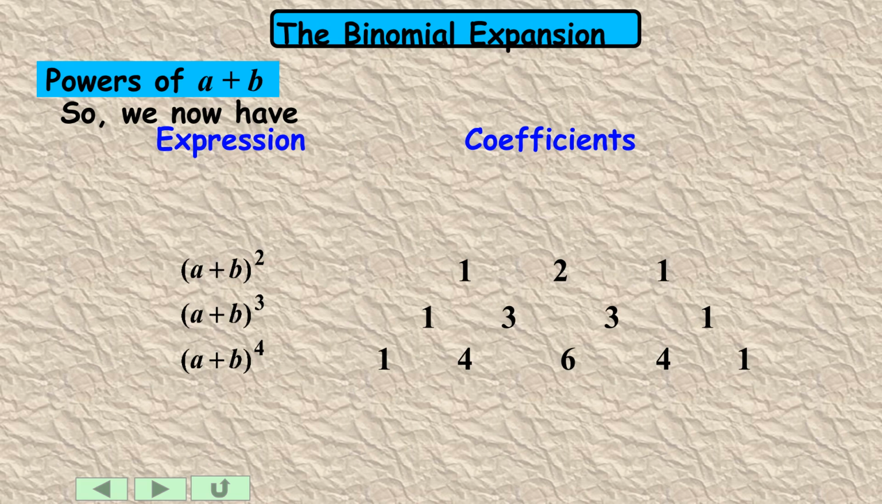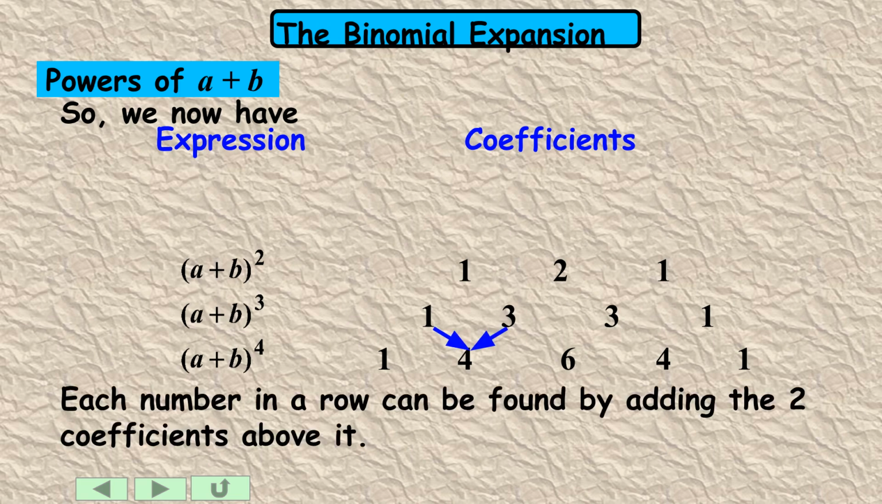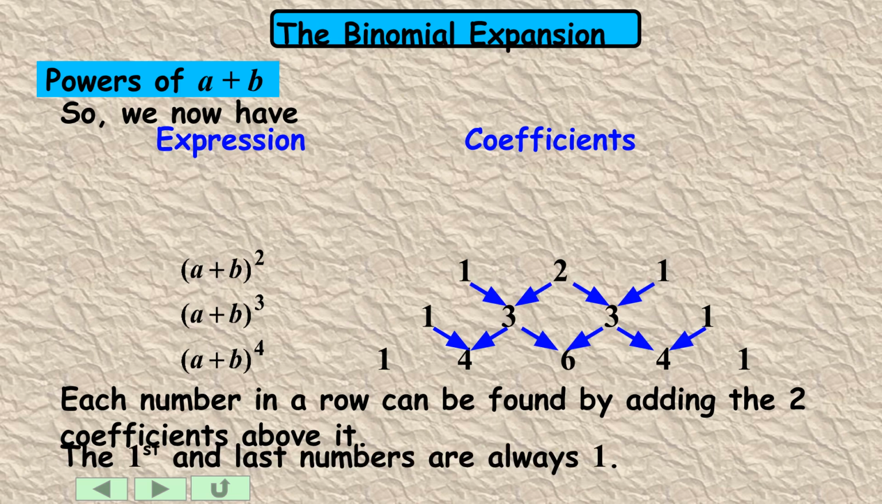Here is a summary of the coefficients for the powers of a plus b up to the fourth power. Note the triangular arrangement of the numbers. Each number in a row can be found by adding the two coefficients directly above it. This structure helps predict the coefficients for higher powers. Observe the pattern. The first and last numbers in every row are always 1.